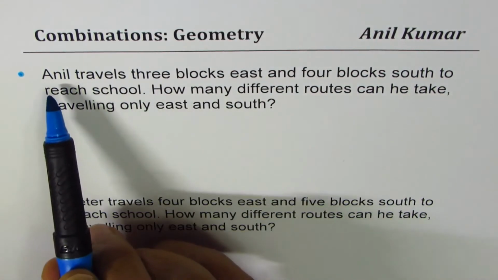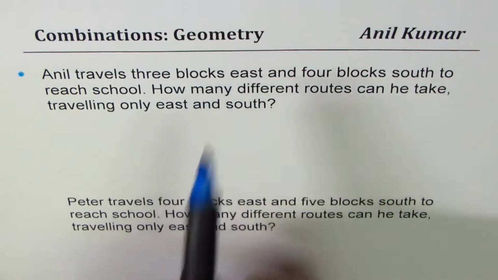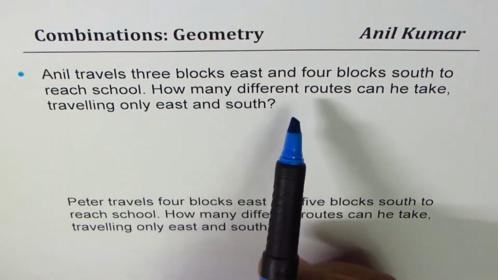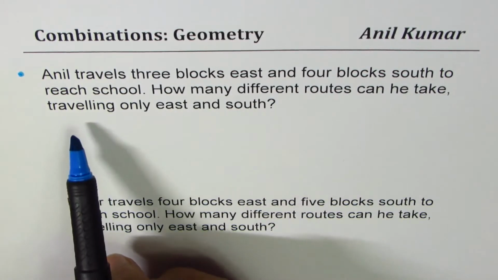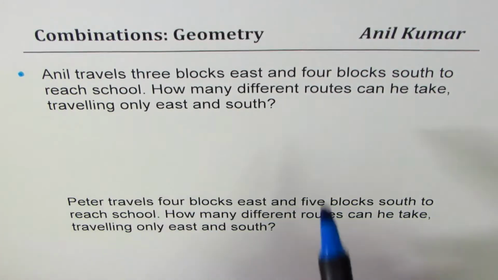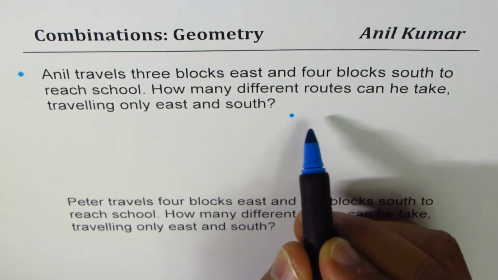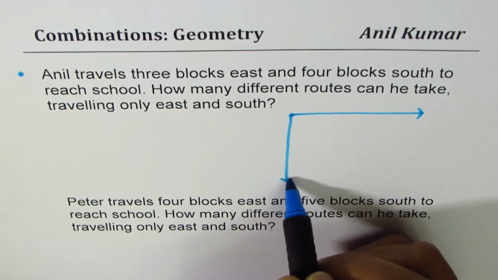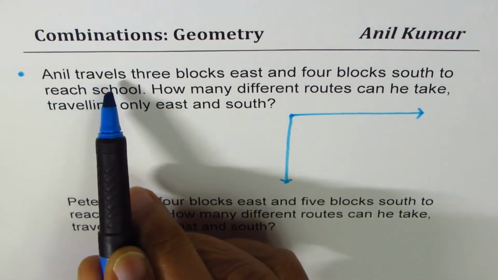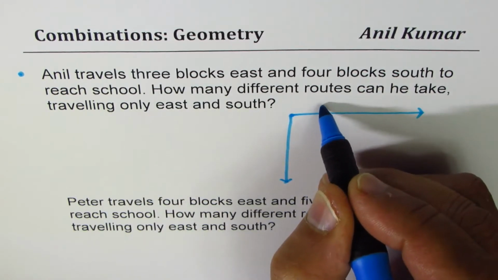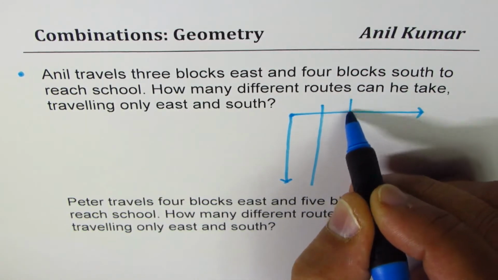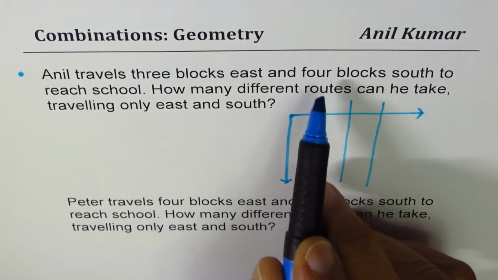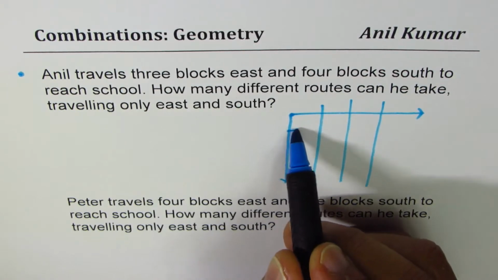It says, Anil travels 3 blocks east and 4 blocks south to reach school. How many different routes can he take traveling only east and south? So let's say that is the starting point, and this is east direction, and that is the south direction for me. So when we say Anil travels 3 blocks east, we'll mark the blocks like this. Let's say 1, 2, 3, right? So these are 3 blocks east. 4 blocks south. Let me just make a grid here.